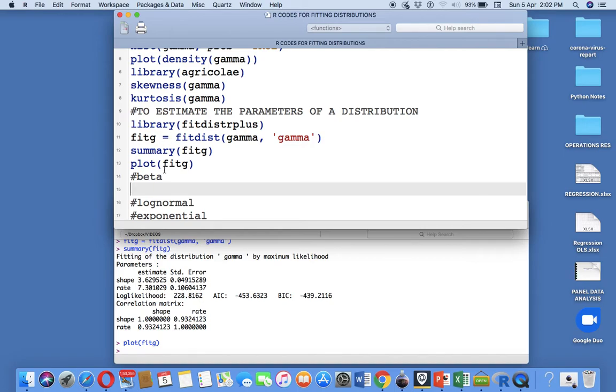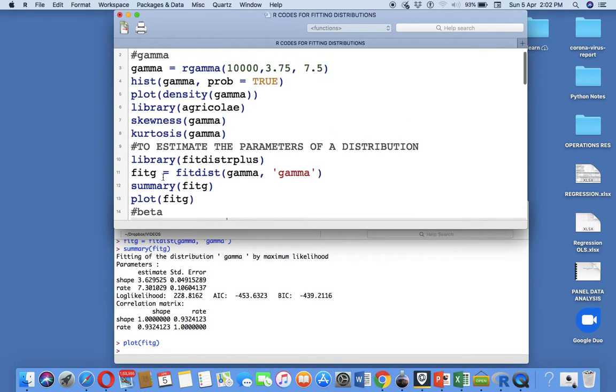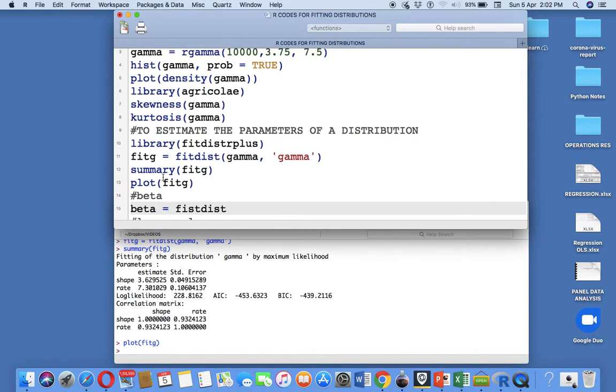So the same logic you could use. First generate data, beta, fit dist. No, sorry, if I'm going to generate it, it is beta. So it will be rbeta. Open a bracket. Then you again want 10,000 observations, comma. And then this is asking you what the parameters are.